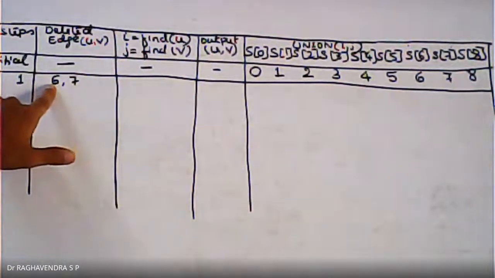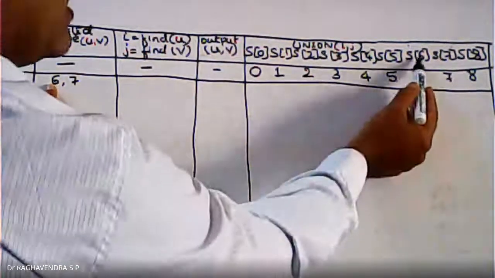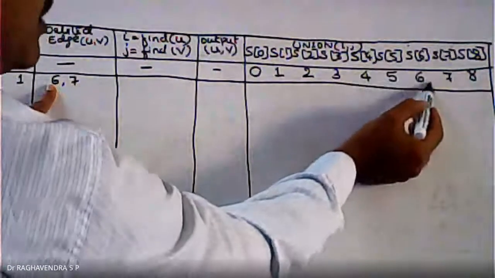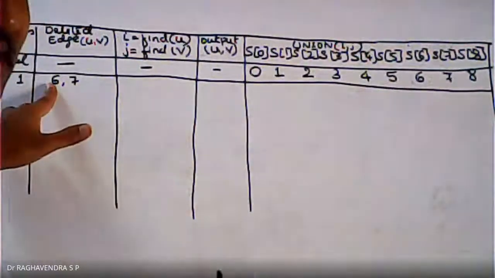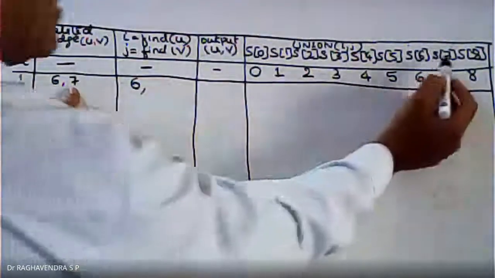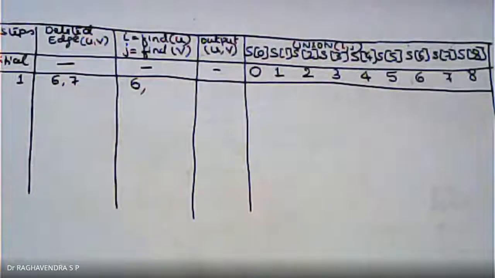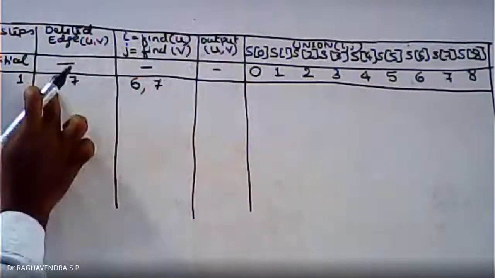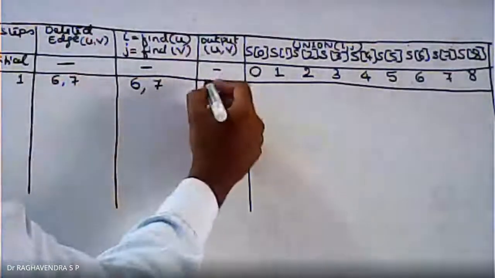Next we have to find I and J. I is equals to find of U. So find of U. U means 6. Look, what is the root of 6? What is the root of 6? So 6 is 6. Okay, similarly J. J is find of V, that is find of 7. So what is the value at 7? 7. Okay, copy and paste whatever is in UV. Write whatever comes. 6, 7.